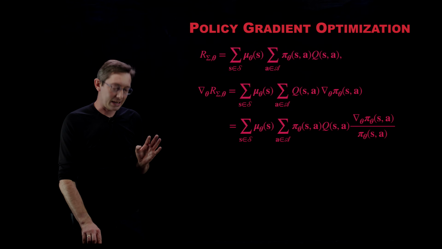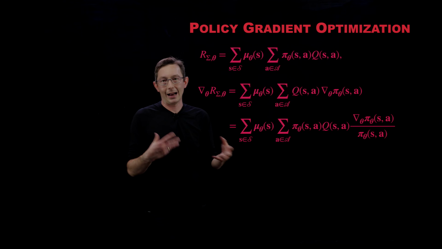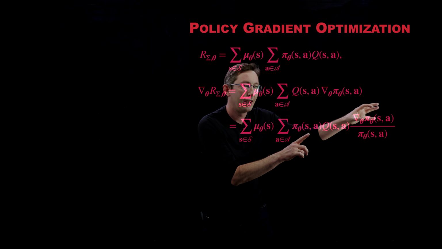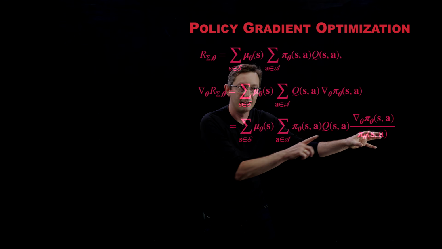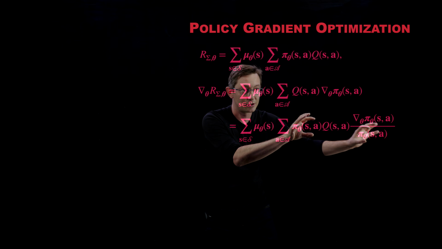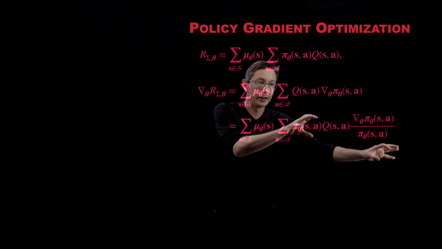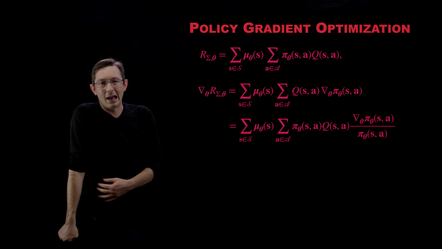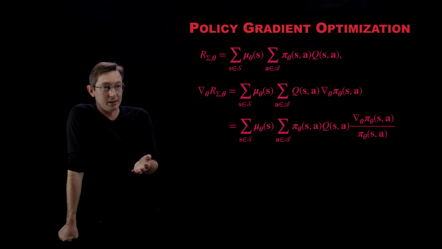And the next step is really just keeping track of algebra here. So what I've done is I've taken this expression here, and I divide by the policy pi theta, and so I multiply by the policy pi theta on the left. So these cancel each other out. I'm just dividing by it over here, multiplying it by it over here. So nothing changed.